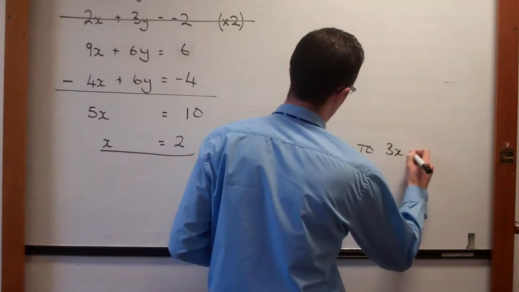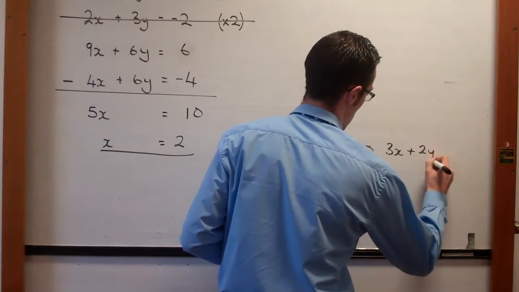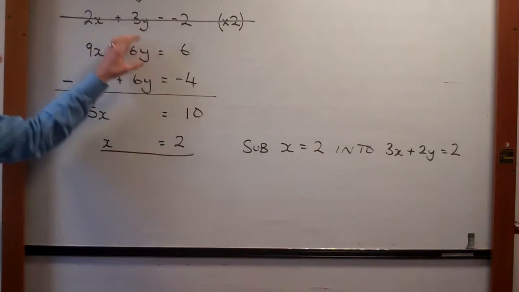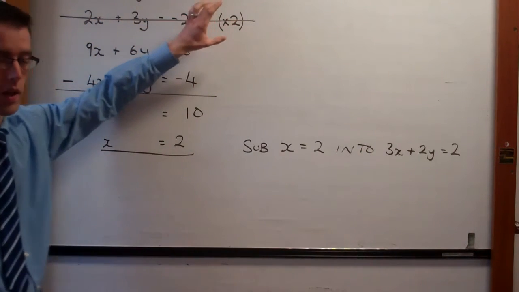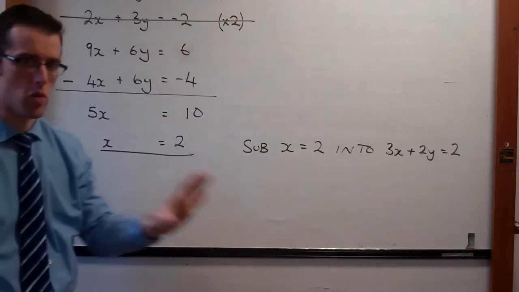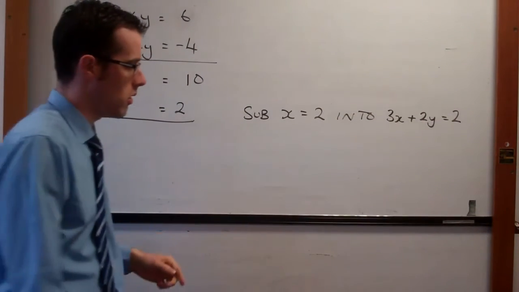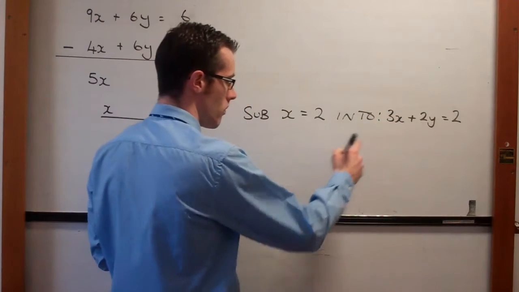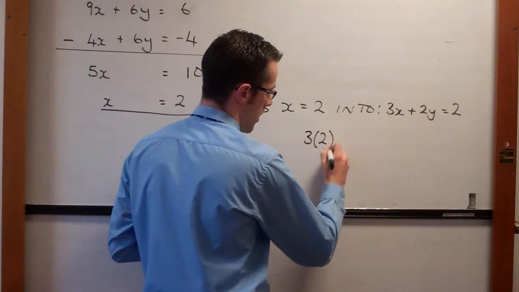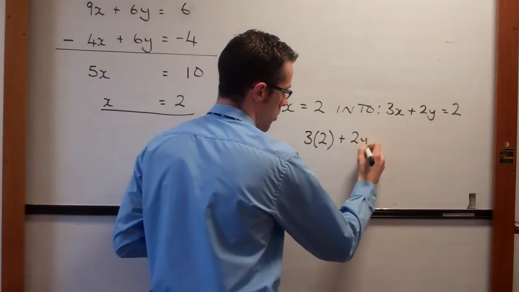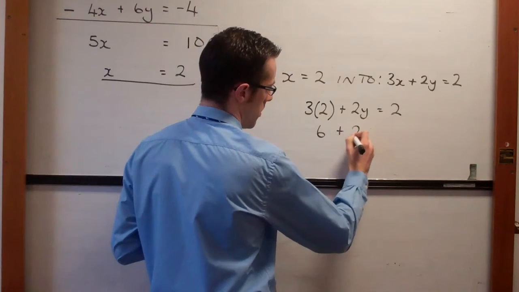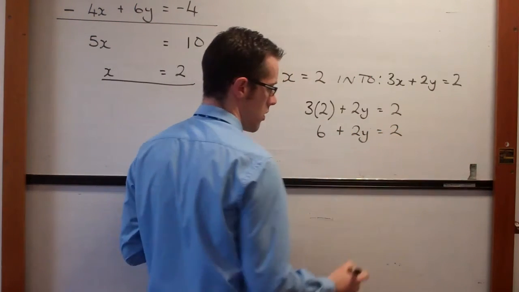So 3x plus 2y equals 2. That's a nice simple equation to substitute into, so we can still pick the ones that we've multiplied out. We can pick these as well, so any of these 4 will be fine, they'll all work, but we're just picking the one that's the easiest for us to work out. So putting x in here, we're going to have 3 times 2 plus 2y is equal to 2, so that's going to be 6 plus 2y is equal to 2.